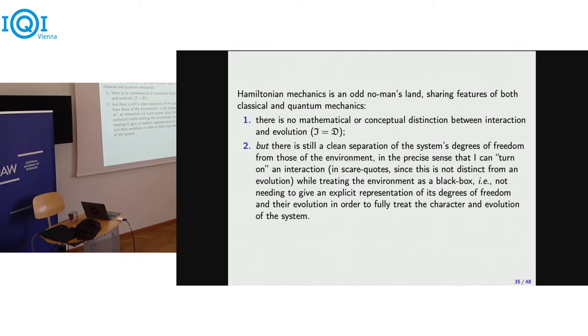So Hamiltonian mechanics is an odd, I think, no man's land that shares features of both classical and quantum mechanics. There's no mathematical or conceptual distinction between interaction and evolution, but there still is a clean separation of the system's degrees of freedom from those of the environment in the precise sense that I can turn on an interaction, in scare quotes because I don't yet know really what the difference between interaction and evolution is, while treating the environment as a black box.